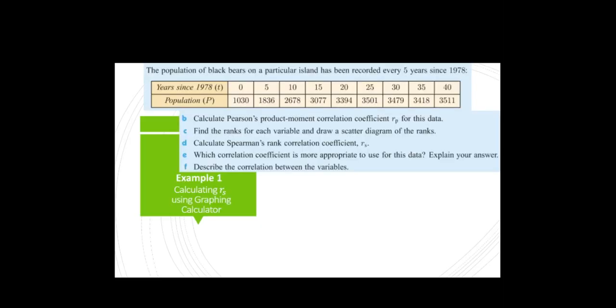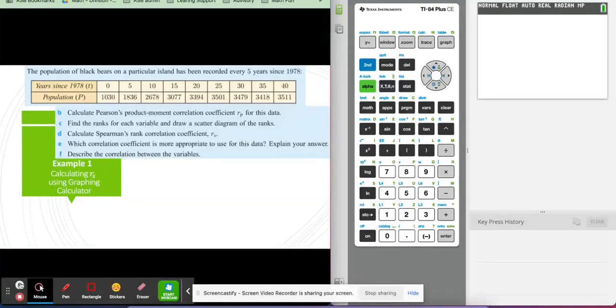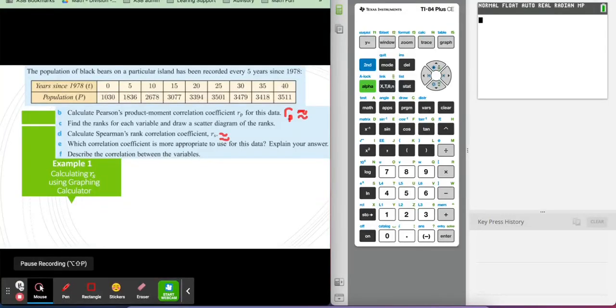Now let's do an example to understand how we do the Pearson compared to the Spearman. For this next section, you're going to have to use your calculator. So pause the video and go get your calculator. The population of black bears on a particular island has been recorded over 5 years since 1978. Here is the data. For part B, calculate the Pearson product moment correlation coefficient RP for this data.